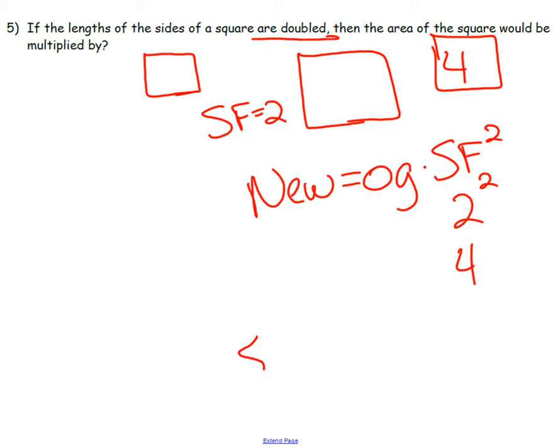But what if the scale factor was 3? What would the area change by? Still 4? Not doubled. It says in the question. It changed by 9 because it's squared. Okay, we're doing a different question. If it tripled, the area would change by 9. Because it's always scale factor squared.